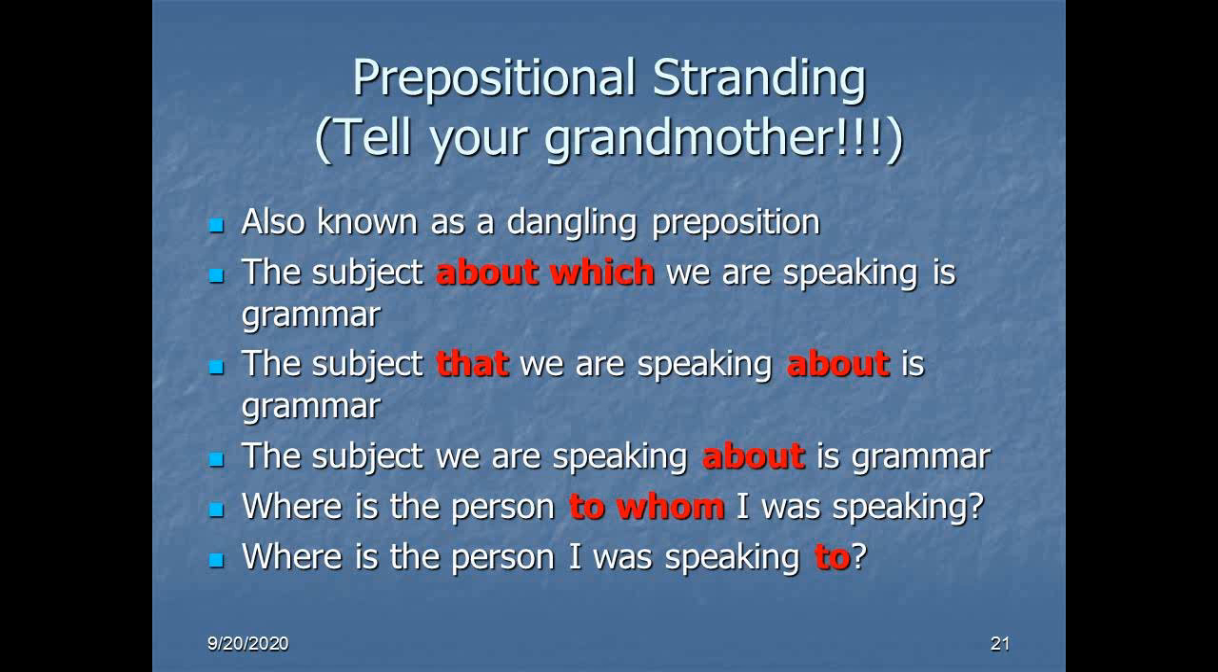Or we could even go more Norse on this and throw in a zero relative and still be perfectly clear in our communication. "The subject we are speaking about is grammar." Woohoo! Missing pronoun and a dangling preposition. Take that, grammarians! And if you want to make it worse, we might say, "Where is the person to whom I was speaking?" Again, very formal, very clear. Nobody talks like that. We can simply say more conversationally, "Where is the person I was speaking to?" There you're not just ending the clause, but the entire sentence with a preposition.